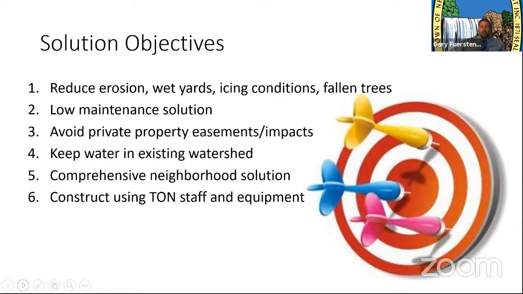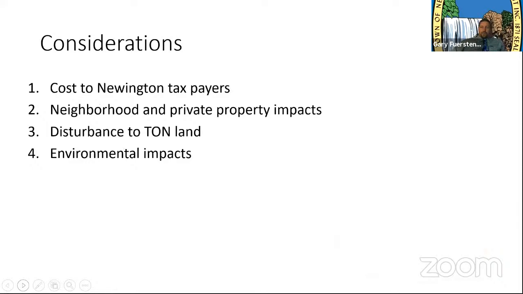We'd like to have a comprehensive solution. We don't want a solution that just benefits 1 or 2 neighbors, or a solution that just moves the problem somewhere else. It needs to be a comprehensive solution that benefits the entire neighborhood and not just a few. Finally, we'd like a solution that town staff could construct with our own equipment to reduce the project cost. Next slide. Other factors that we considered are cost, impacts to the private properties and impacts to the neighborhood, as well as disturbance to the town land, and of course environmental impacts to the town parcel.